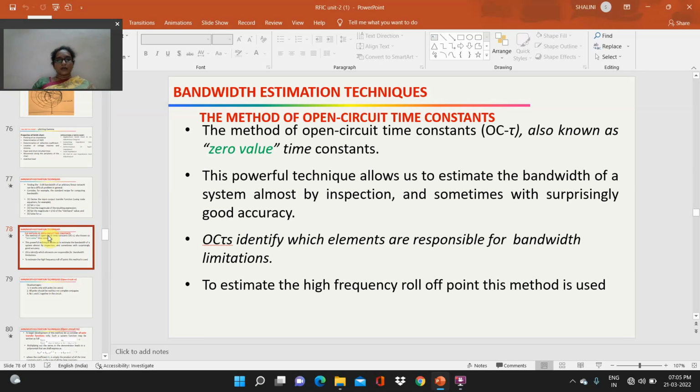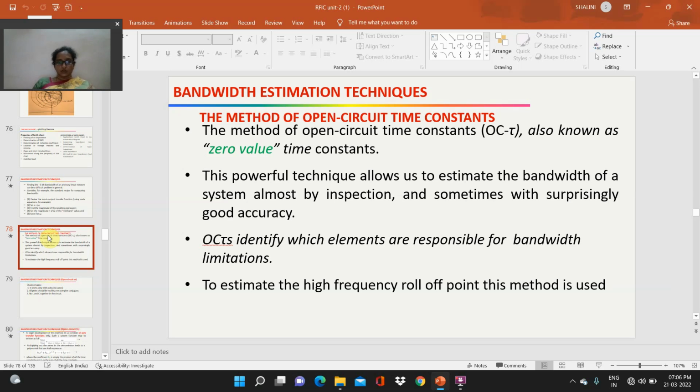So, the method of open circuit time constants, also known as zero value time constants. This powerful technique allows us to estimate the bandwidth of a system almost by inspection, and sometimes with surprisingly good accuracy. It also identifies which elements are responsible for bandwidth limitations. This method is used to estimate the high frequency roll-off point.